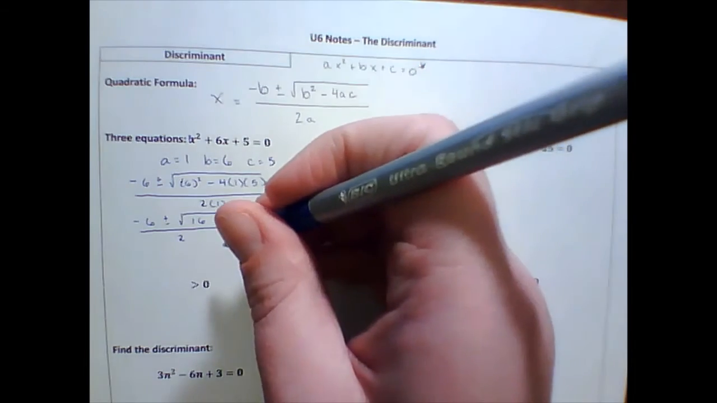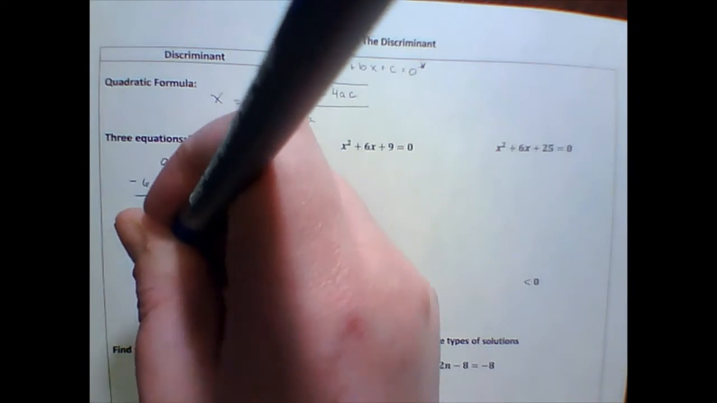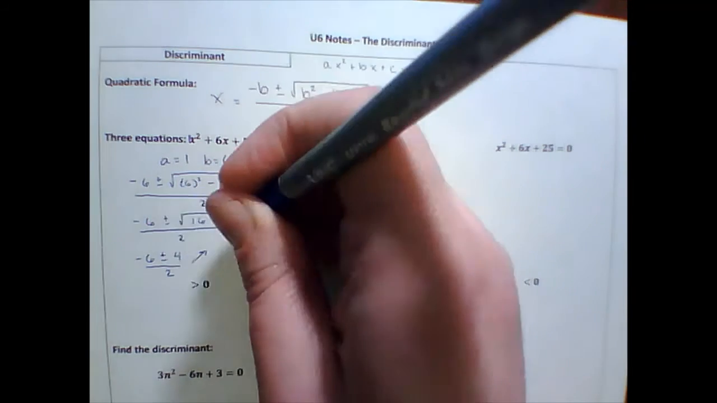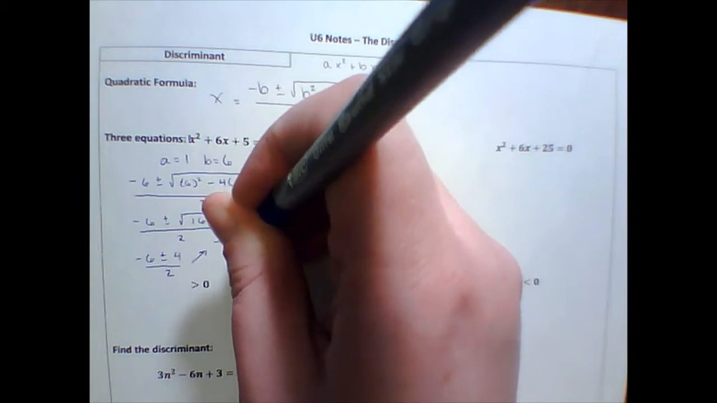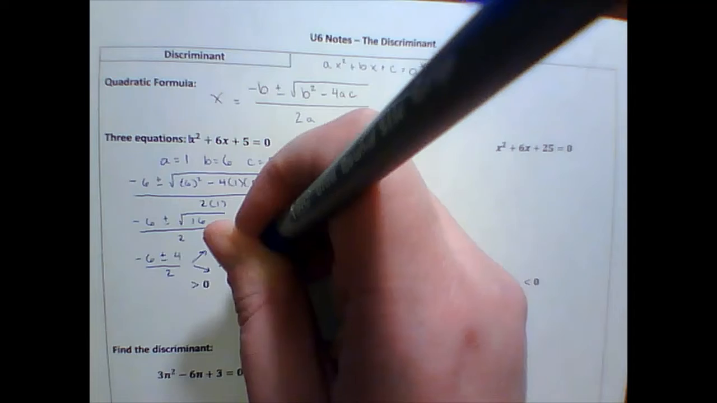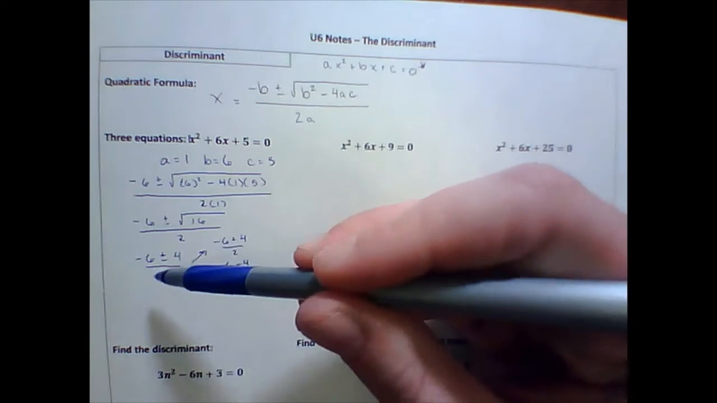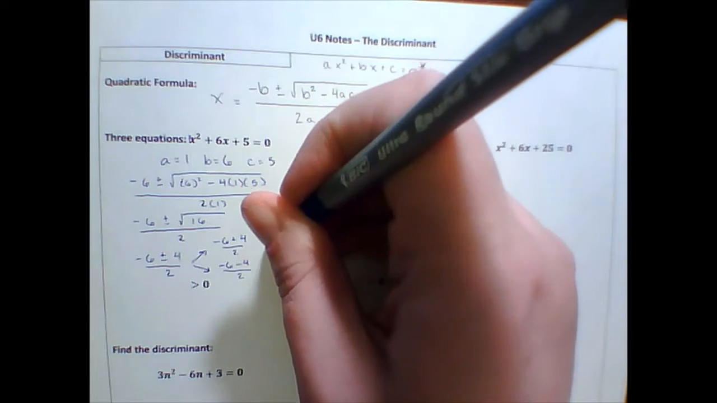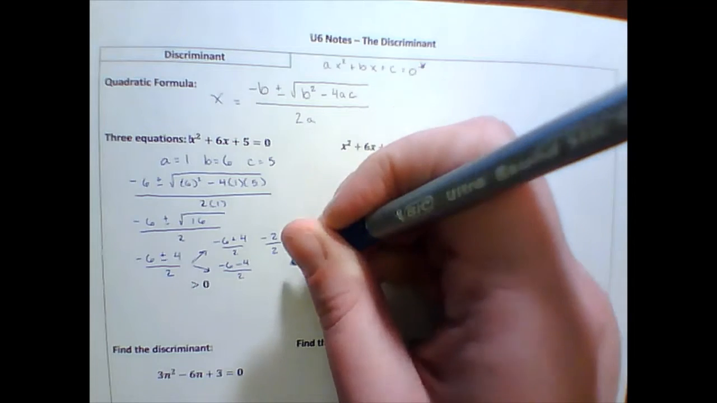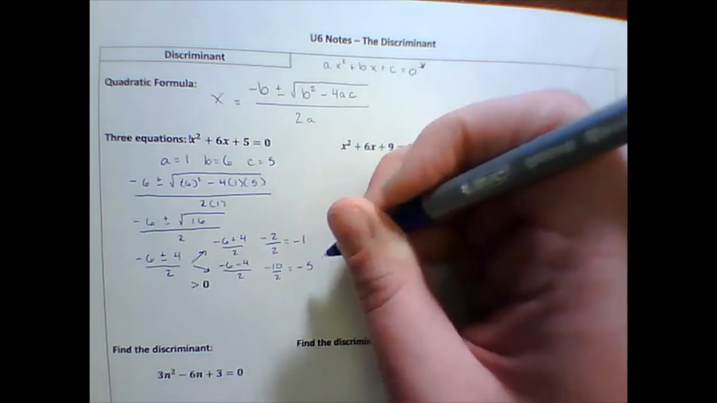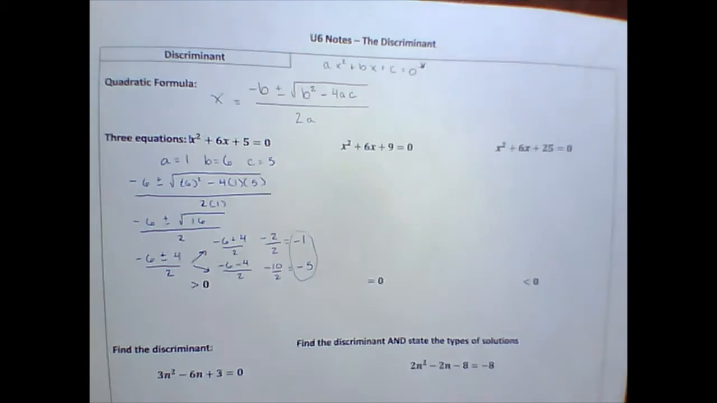Now 16 has a square root. We actually know what that is. So that gives us negative 6 plus or minus 4 all over 2, because we actually know what the square root of 16 is. And now we're going to split the problem into 2 pieces. We're going to split it where the top is adding, and where the top is subtracting. And then we're going to figure out what those are. Notice we haven't used the bottom yet. That 2 is still sitting there waiting until we're completely done with the top. And once we're done with the top, our final answer is negative 1 and negative 5.